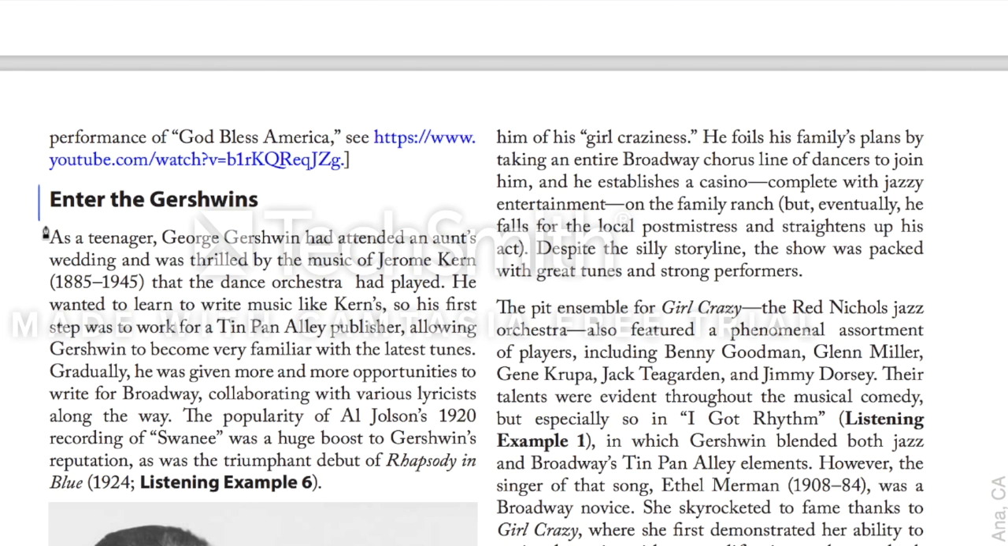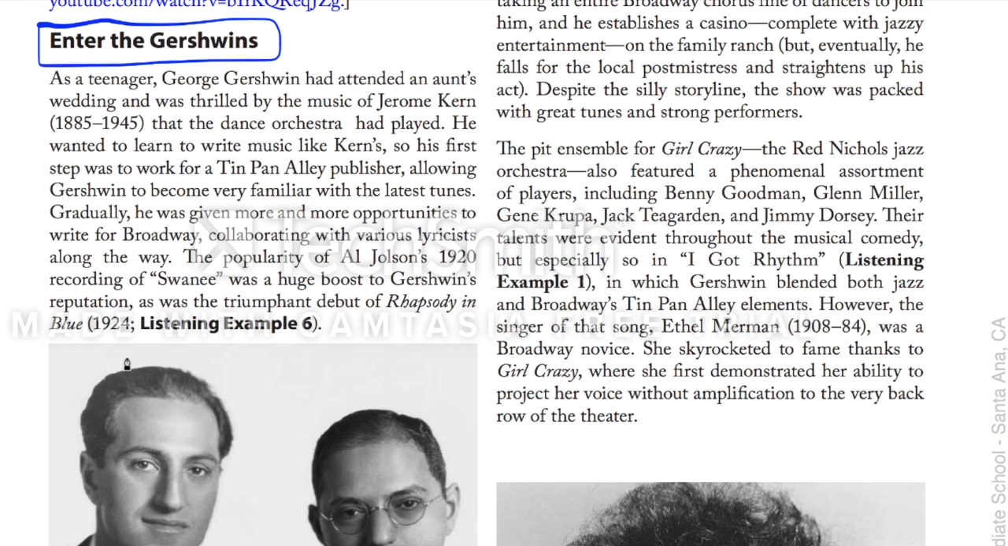Now let's discuss the Gershwins. As a teenager, George Gershwin had attended an aunt's wedding and was thrilled by the music of Jerome Kern, 1885 to 1945, that the dance orchestra had played. He wanted to learn to write music like Kern, so his first step was to work for a Tin Pan Alley publisher, allowing Gershwin to become very familiar with the latest tunes. Gradually, he was given more and more opportunities to write for Broadway, collaborating with various lyricists along the way.